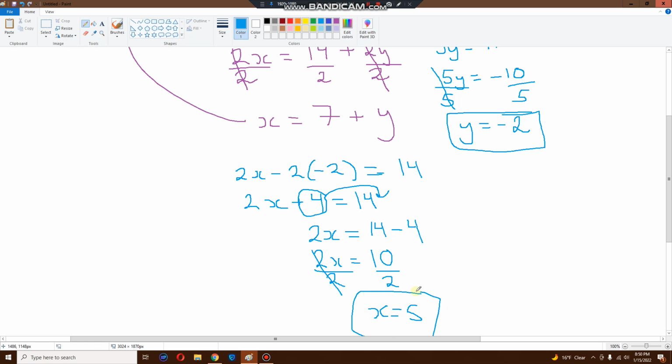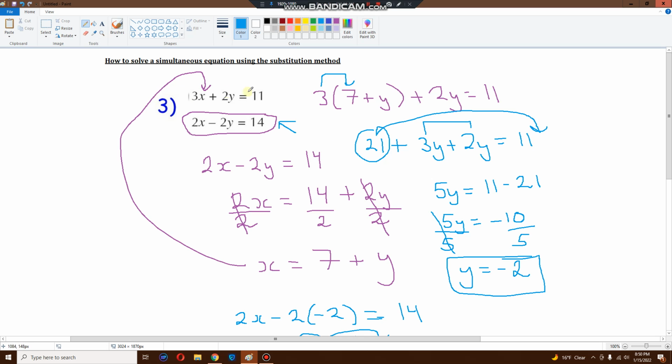And there we go. Final answer, we know that for this particular simultaneous equation, the coordinate point x is going to be 5, and the coordinate point y is going to be minus 2. And there we go, ladies and gentlemen. This is how you solve a simultaneous equation using the substitution method.